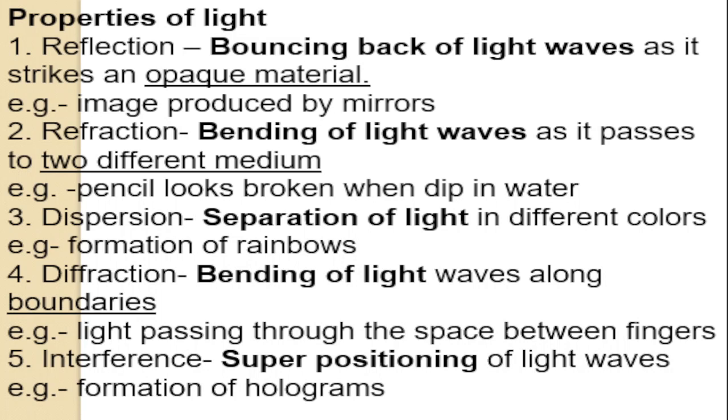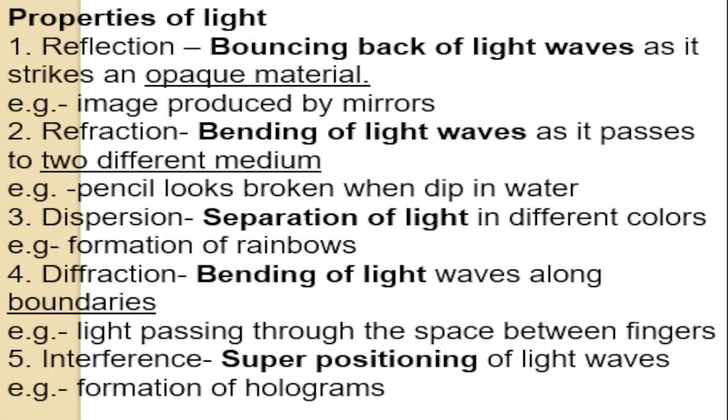Dispersion refers to the separation of light into different colors. This is the reason why we have rainbows. When white light strikes a prism, 7 different colors are formed.